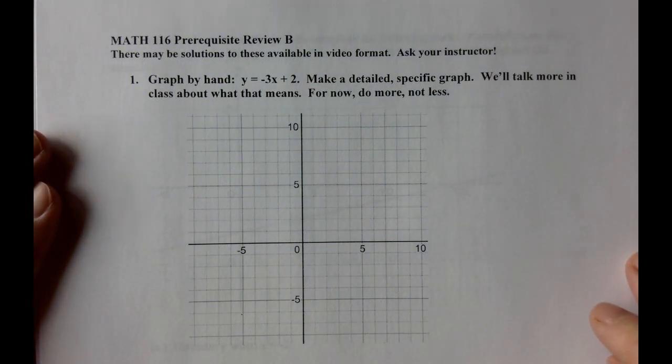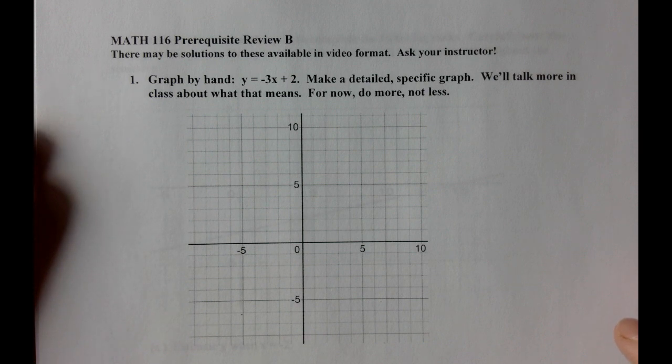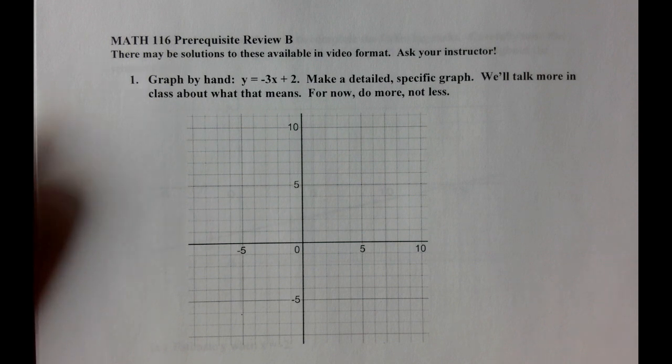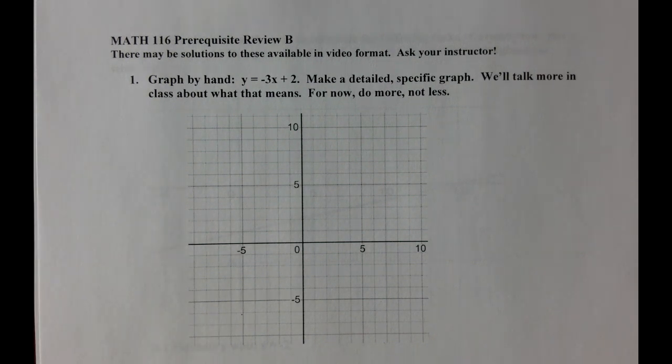Welcome to the prerequisite review exercises. This is review packet B. The first task you're asked to do is graph a line by hand, y equals negative 3x plus 2. You're asked to make a specific graph, and I'll talk about what that means for me in my class right now.